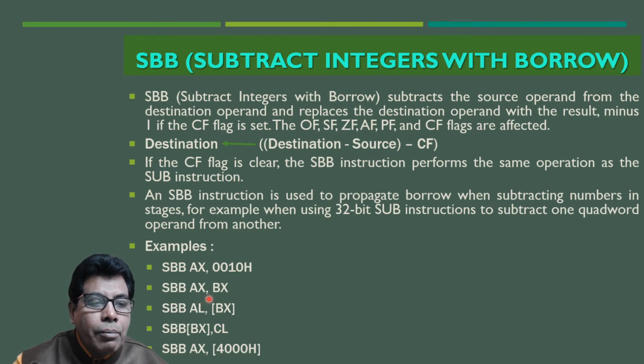Then SBB AX, BX: BX is subtracted from AX in this case. Then SBB AL, [BX]. This is the memory location pointed by BX, so that will be subtracted from AL along with the carry flag. Then SBB [BX], CL. Here CL is subtracted from the memory location pointed by BX along with the carry flag. Then SBB AX, [4000]. In this case, this is a memory location pointed by 4000. The 16-bit contents are subtracted from the AX register.